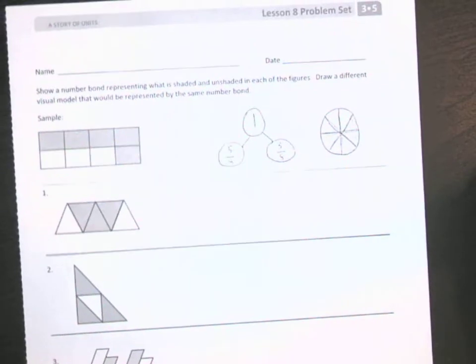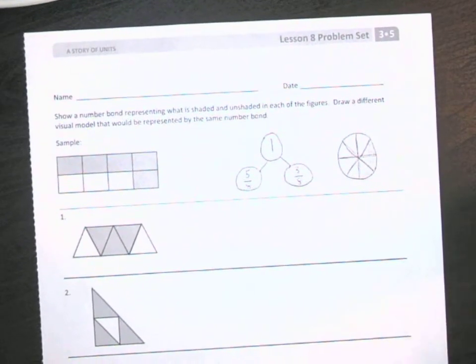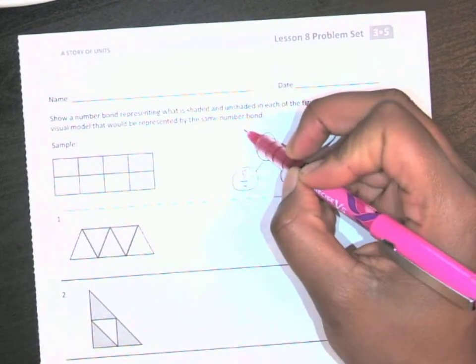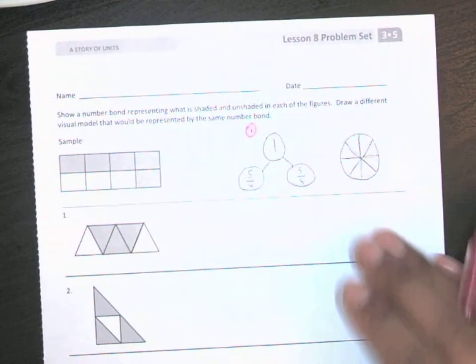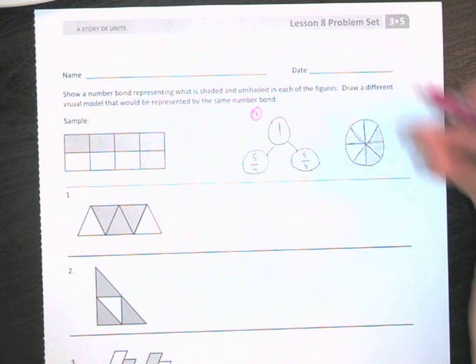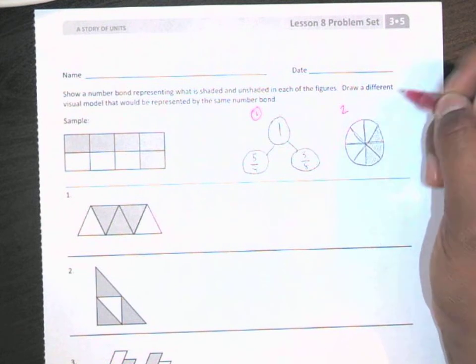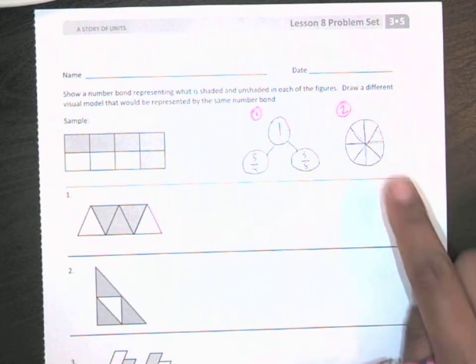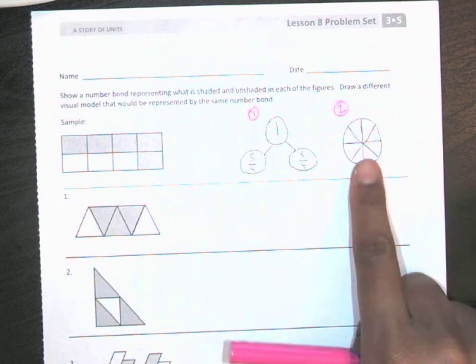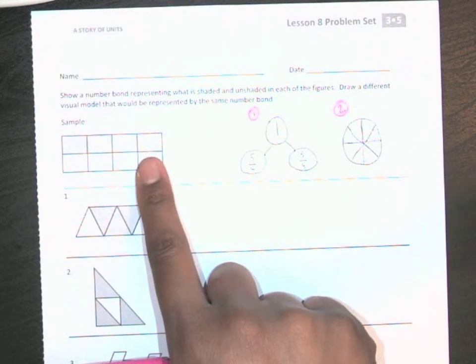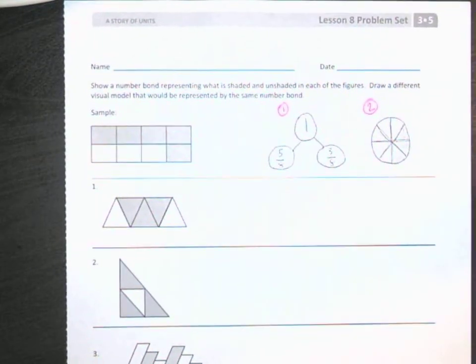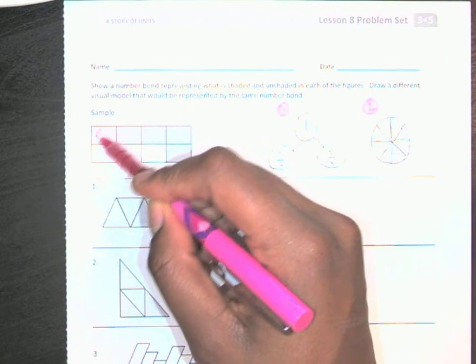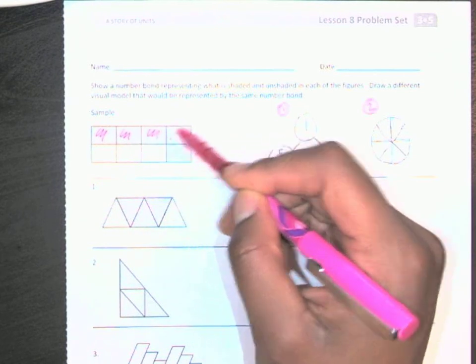So there are 2 things that you're expected to do on this sheet. One is to create a number bond. We worked with number bonds before. And next is to draw another picture that represents the shaded and unshaded sections of your fraction, or of your picture. I understand that it's not as clear what is shaded, so I'm going to shade it in a little bit more here.